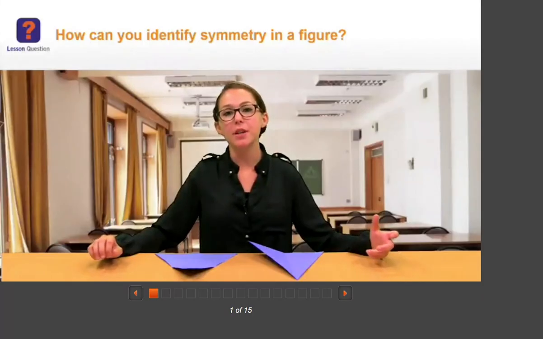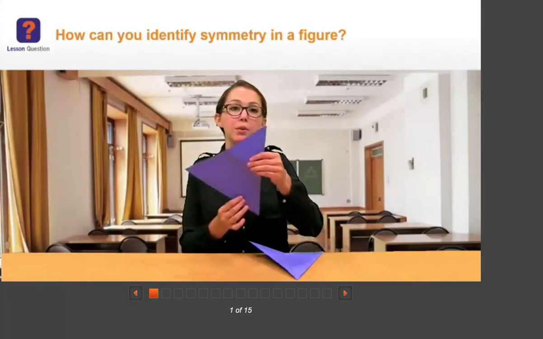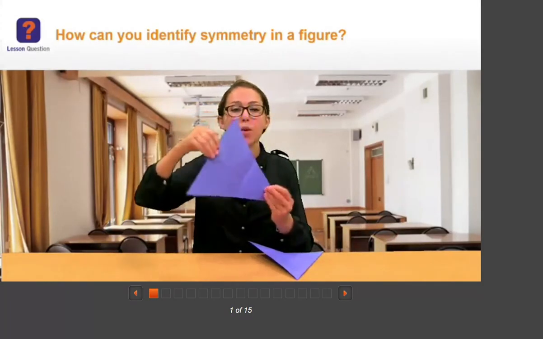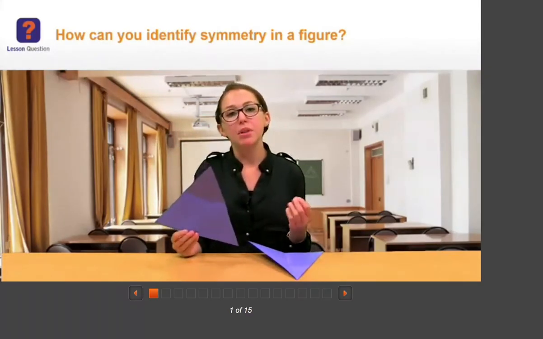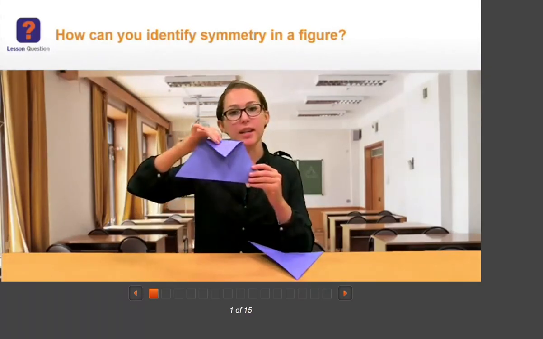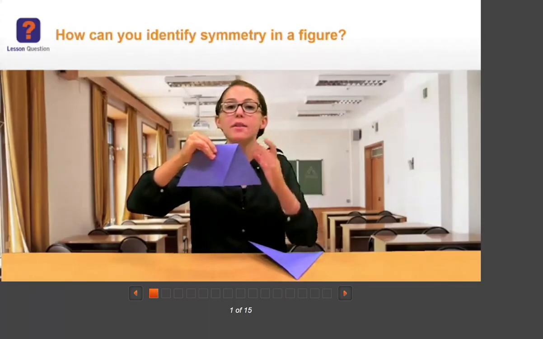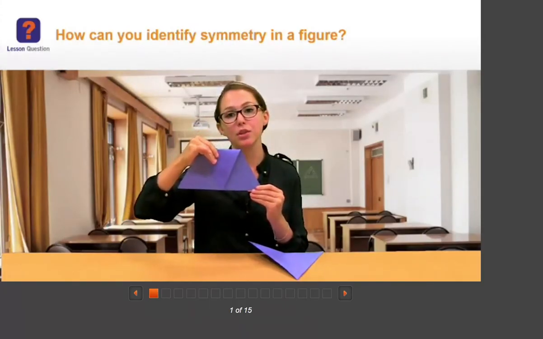Symmetry is a property of a figure that we can identify by rotating it, flipping it, or even folding it. So for example, if I try to fold this triangle here like this, we can see that the two halves of the triangle do not perfectly map onto each other.